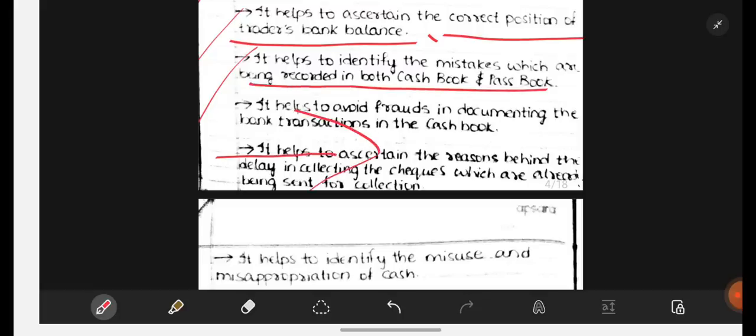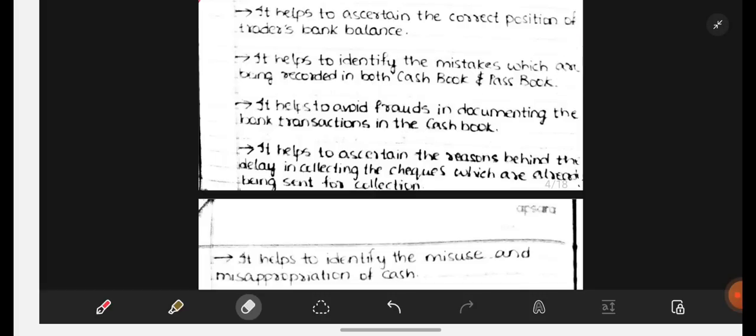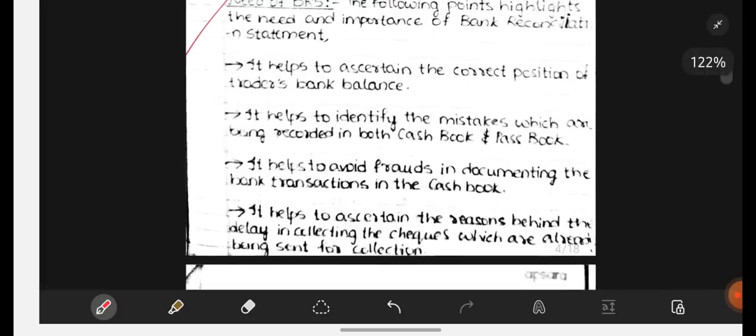If we are issuing something but it is not recorded in one of the books, what happens? The balance will become unequal. Yes or no? Equality will not be there. To change this unequal balance and make both the balances equal, we will make a BRS. Yes or no? You can write this in your own words.